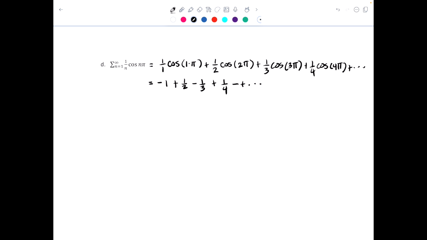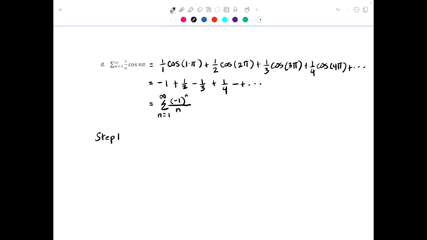And so this is equivalent to the summation as n goes from 1 to infinity. Notice that on the odd terms you've got a negative, and on the even terms you've got a positive. So our -1 will just be to the n, and then we have over n. And now we don't have to worry about that cosine business because we figured out its pattern. Groovy, right?